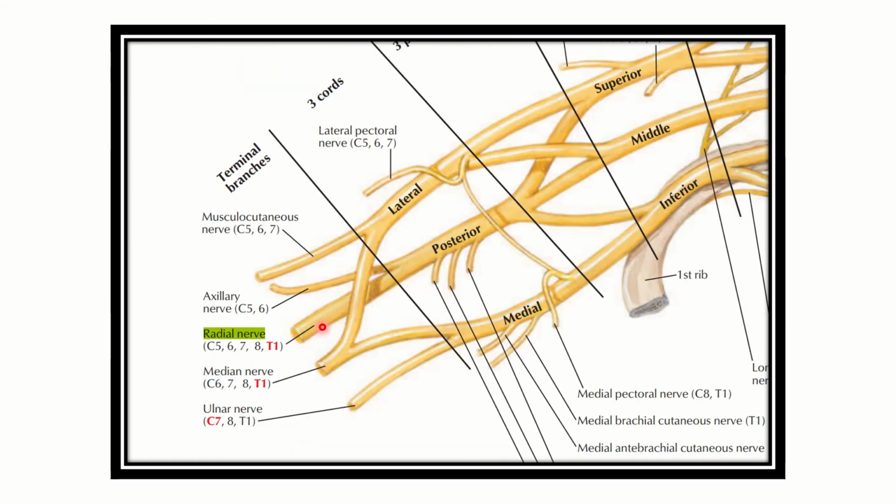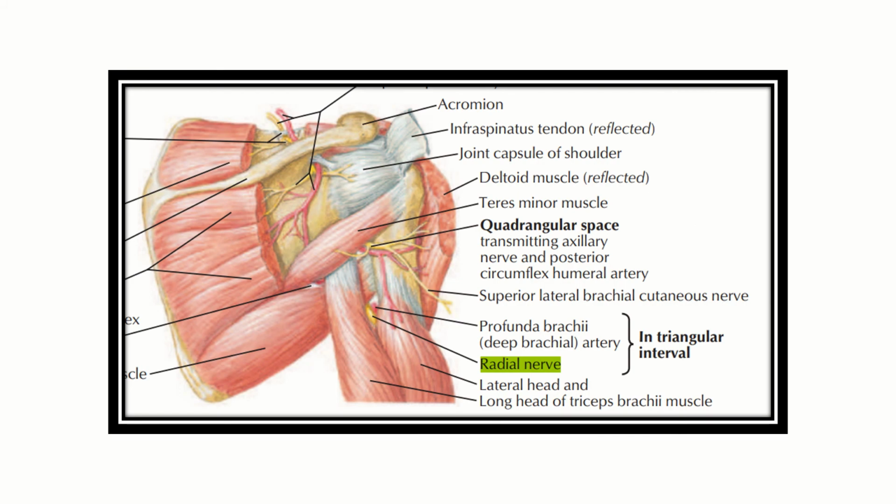So here we can see this is the radial nerve. Its root value is cervical 5, 6, 7, 8, and thoracic 1, and it is derived from the brachial plexus posterior cord. Here we can see this is the posterior cord, and the radial nerve is derived from the posterior cord with other four nerves. You can see three here and one here, and this radial nerve arises from this brachial plexus, and we can see here this is the radial nerve.